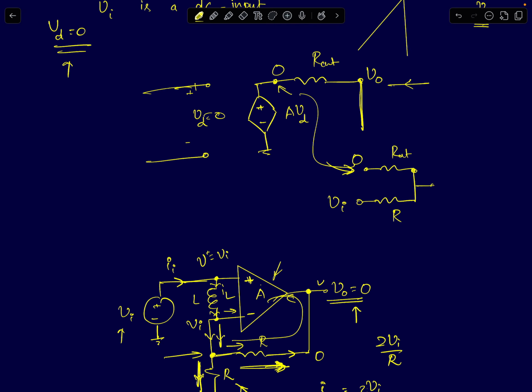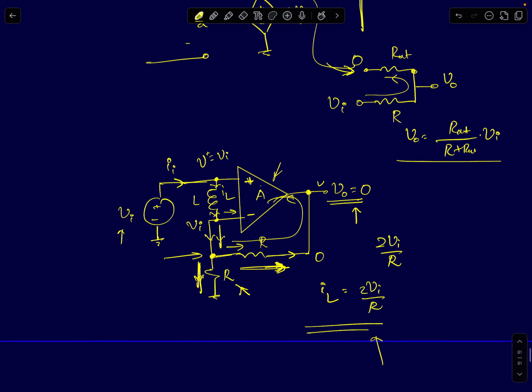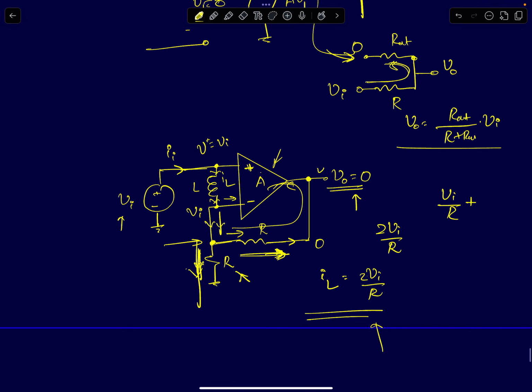So now you can simply apply a potential divider here. If I ask you to find the output voltage V out or V naught here, V naught will simply be R out upon R plus R out times Vi. Using that you can estimate how much current is being drawn by the feedback resistor path. In that case it will not be 2 Vi by R, it will be Vi by R through the inverting terminal resistor plus the current flowing through this resistor, which will be Vi by R plus R out.